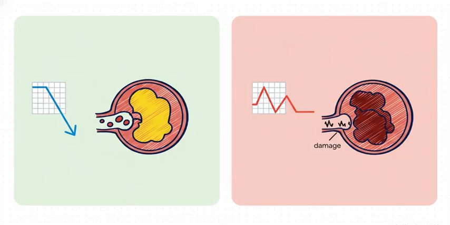Let's really zero in on the EKG because this is so important for your exam. ST depression, think D for down, means ischemia. The heart muscle is being deprived of oxygen. It's serious, but it might be reversible. Now, ST elevation, think E for emergency, means injury. The heart muscle is actively being damaged right now. This is the classic sign of a myocardial infarction, a heart attack.